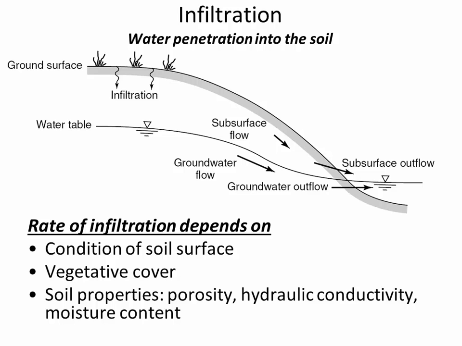So when we try and classify the rate of infiltration, we're going to look at what condition the soil surface is in. Like if it has been disturbed, like scraped with a bulldozer or compacted by people walking on the soil, then infiltration will be decreased. How much vegetative cover there is.